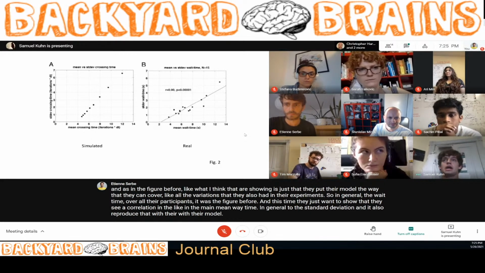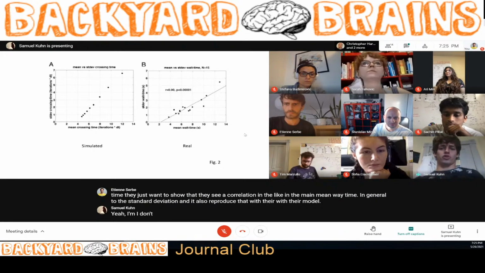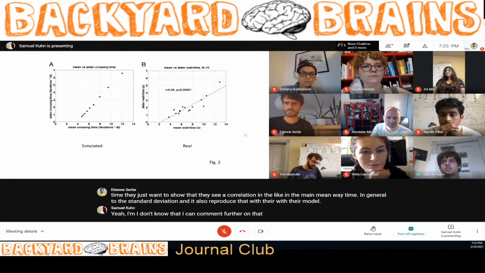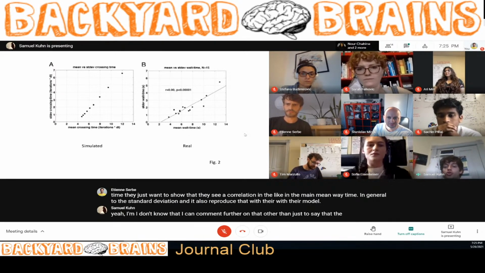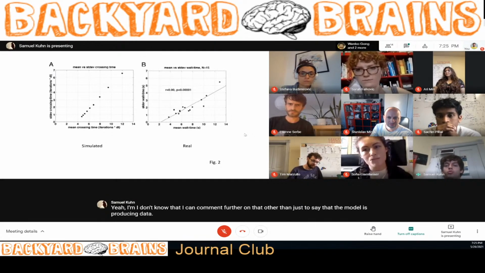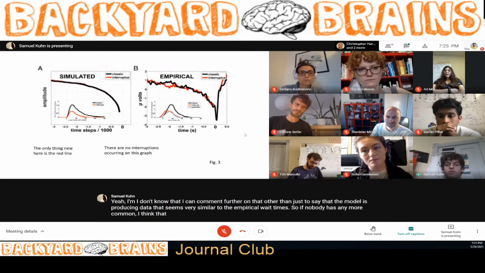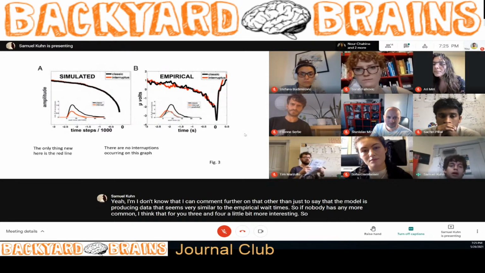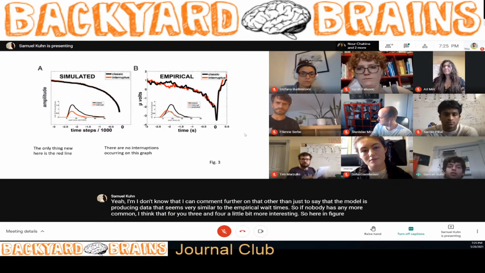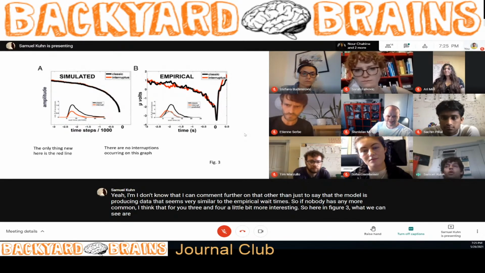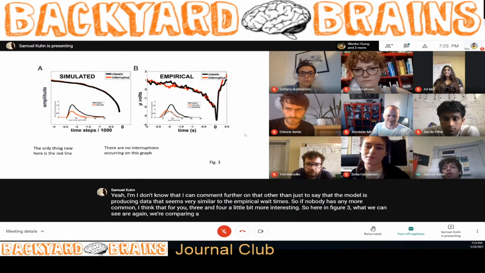Yeah, I don't know that I can comment further on that, other than just to say that the model is producing data that seems very similar to the empirical wait times. So if nobody has any more comments, I think that figure 3 and 4 are a little bit more interesting. So here in figure 3, we're again comparing a simulation and empirical data.